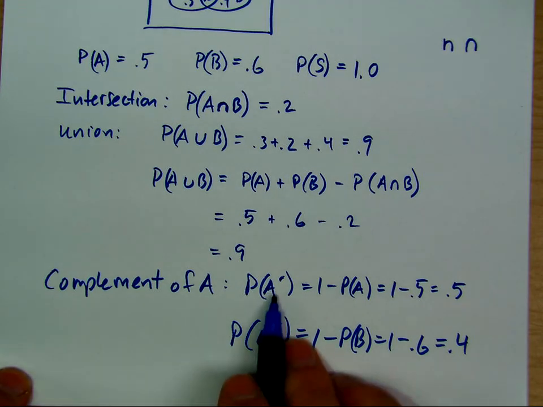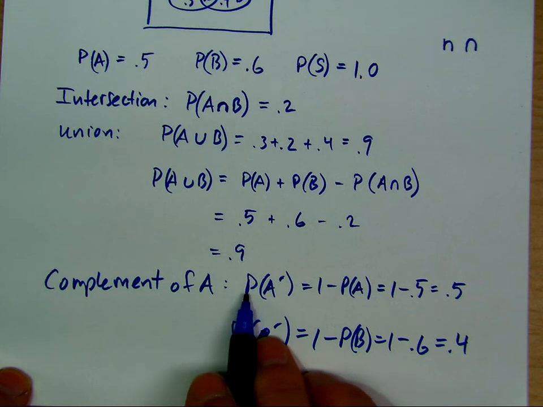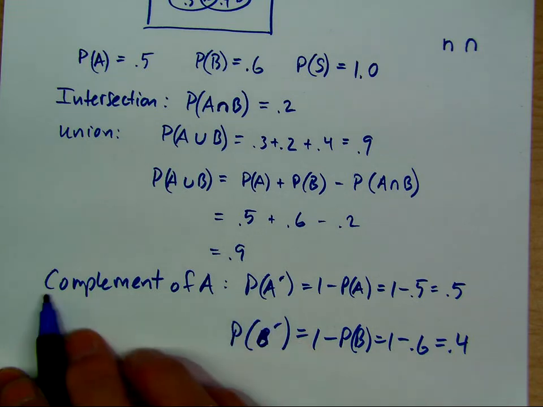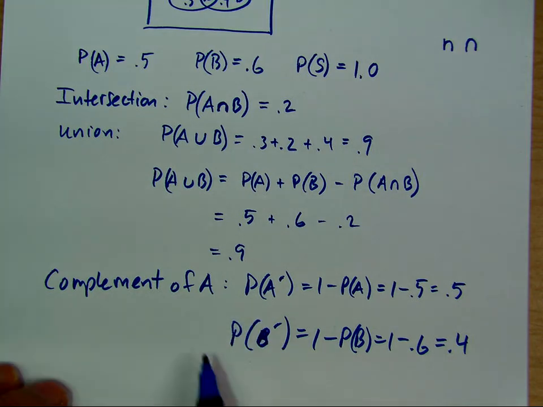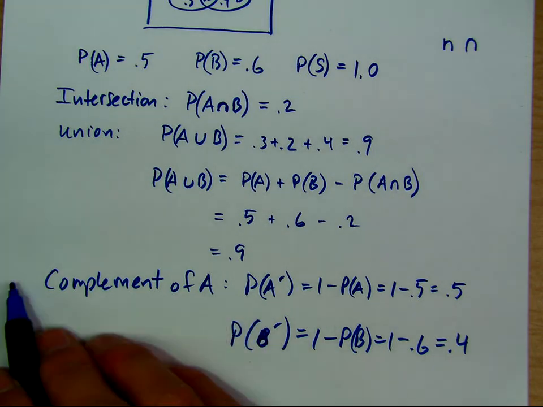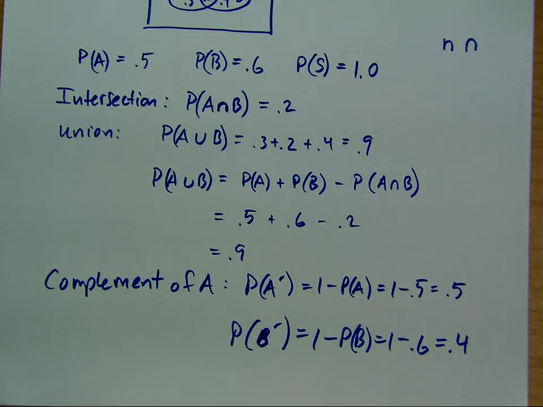Here we're using the complement of A, and I'm doing the probability of the complement. This just says the complement. So the complement and the probability are not the same thing. I really should have said the probability of the complement of A is P of A prime.